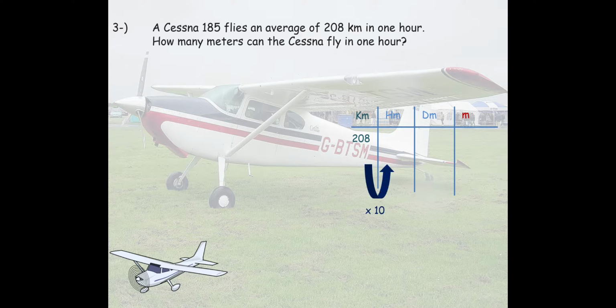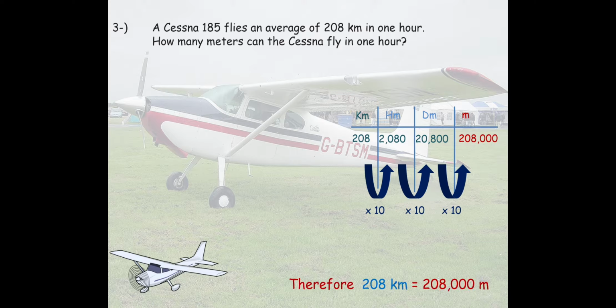So we have 208 multiplied by 10 gives me 2,080, multiplied by 10 gives me 20,800, multiplied by 10 gives me 208,000. So we can do it in 3 steps, or we can just say 208 multiplied by 1,000 will give me 208,000 meters.